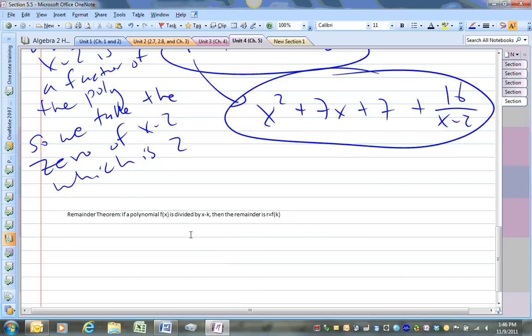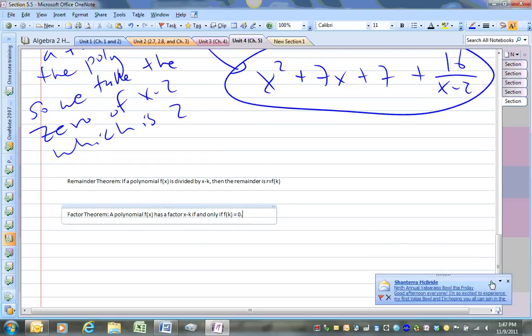The other one will be the factor theorem. And what that states is that a polynomial f of x has a factor x minus k if and only if f of k equals 0. Okay, so let's do two examples that deal with that.